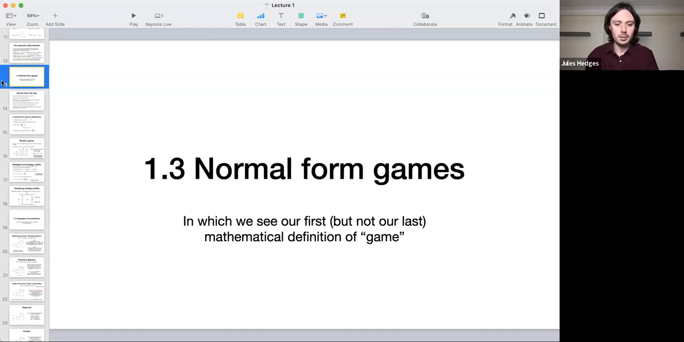Okay, so now we come to the beginning of game theory. So now we're going to see the definition of what's called a normal form game, which is one of two main formalizations of what it means to be a game in game theory. The other one is called extensive form, and it's going to be covered in weeks 3 and 4. Normal form is going to be covered in the rest of this week and next week.